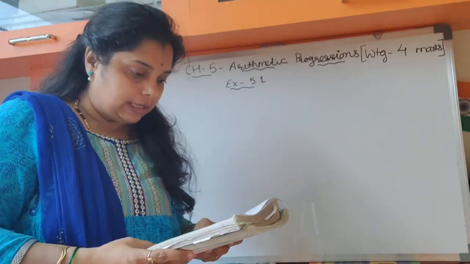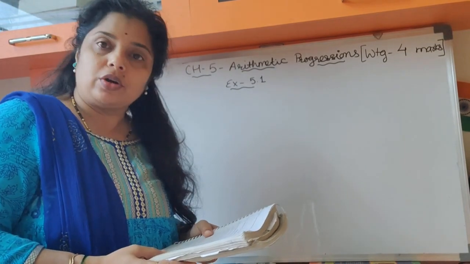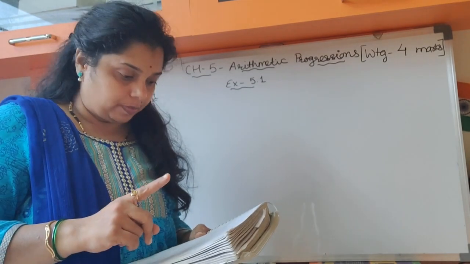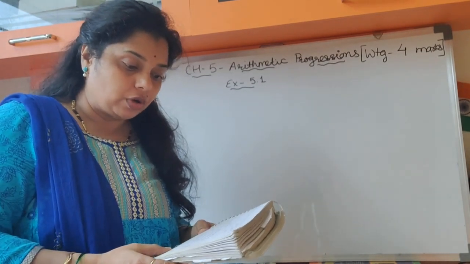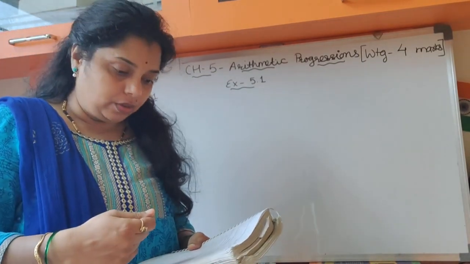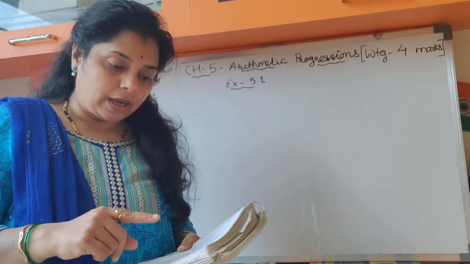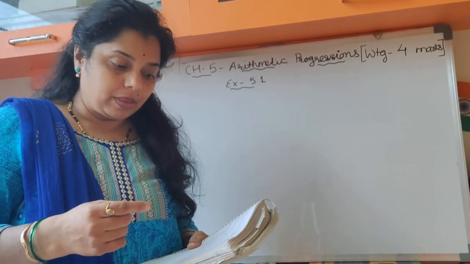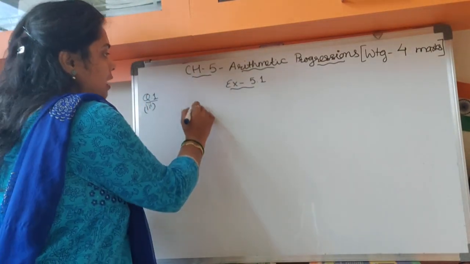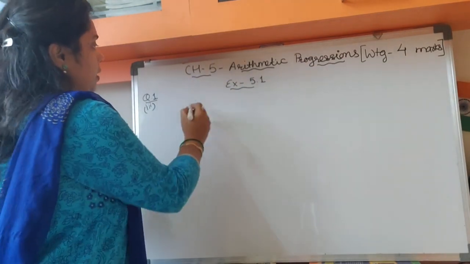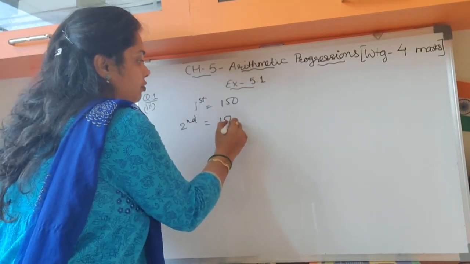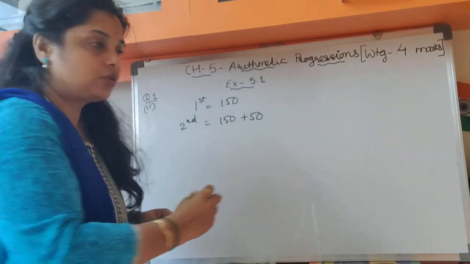The cost of digging a well: after every meter of digging, it costs rupees 150 for the first meter and rises by 50 rupees for each subsequent meter. Means the first time when we dig, it costs 150 rupees, and after that for each time it increases by 50 rupees. So we can say that for the first time it is 150, for the second time 150 plus 50 extra, so it is 200.